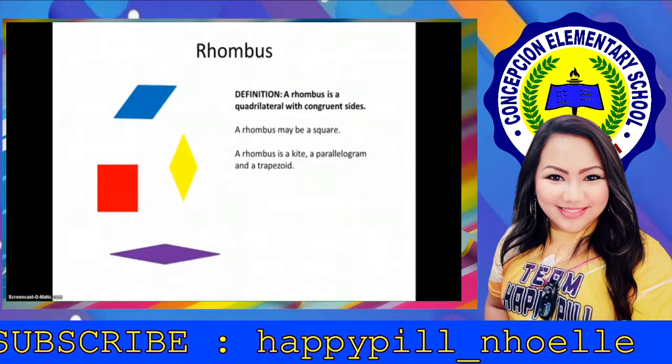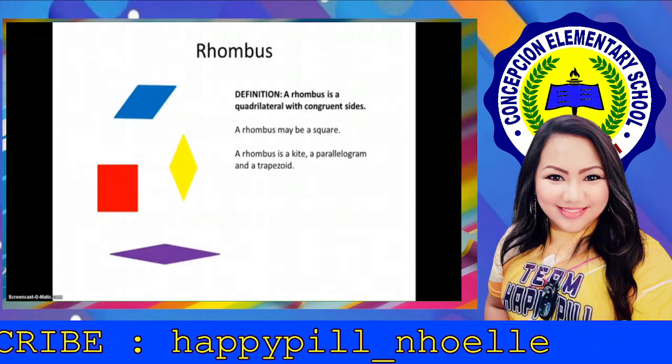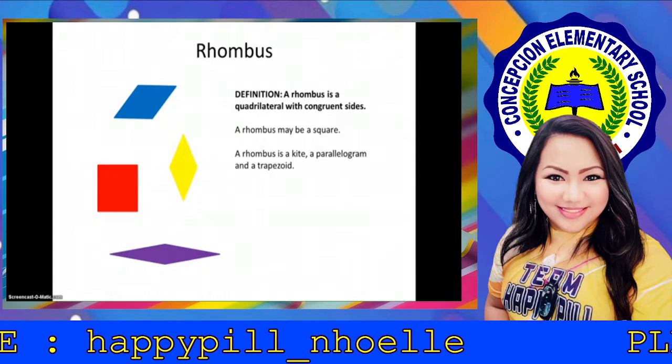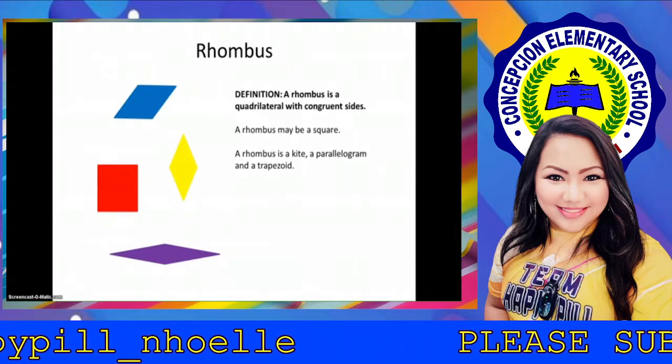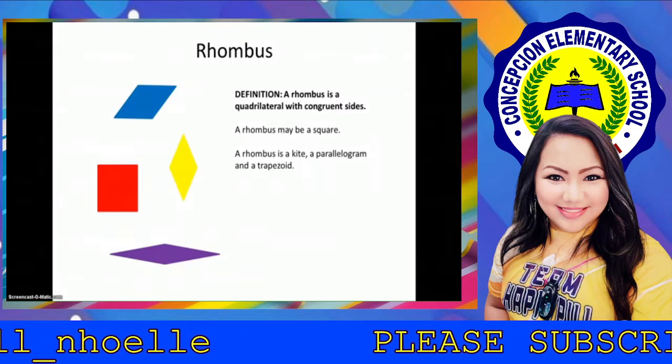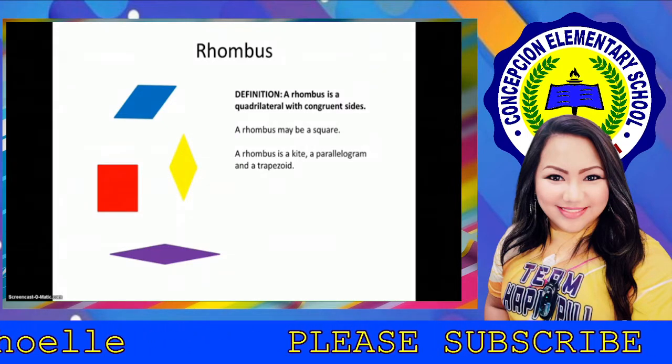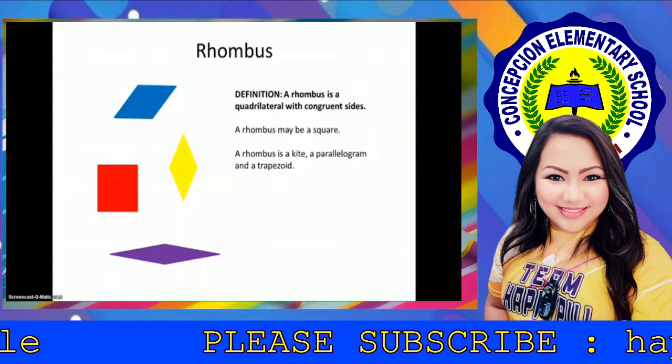A rhombus is a quadrilateral with congruent sides. Here we don't care about the angles again. We only care that all four sides measure exactly the same length. A rhombus might be a square, but it's always a kite, a parallelogram, and a trapezoid.